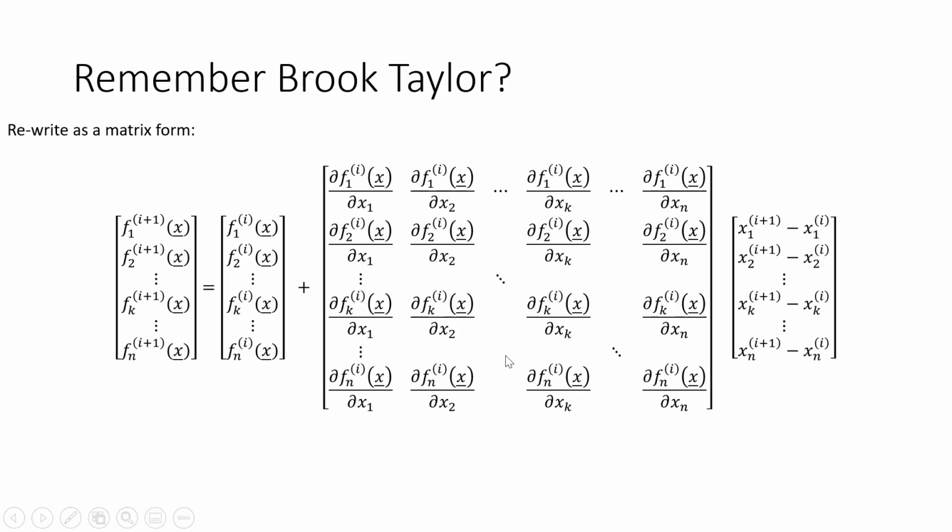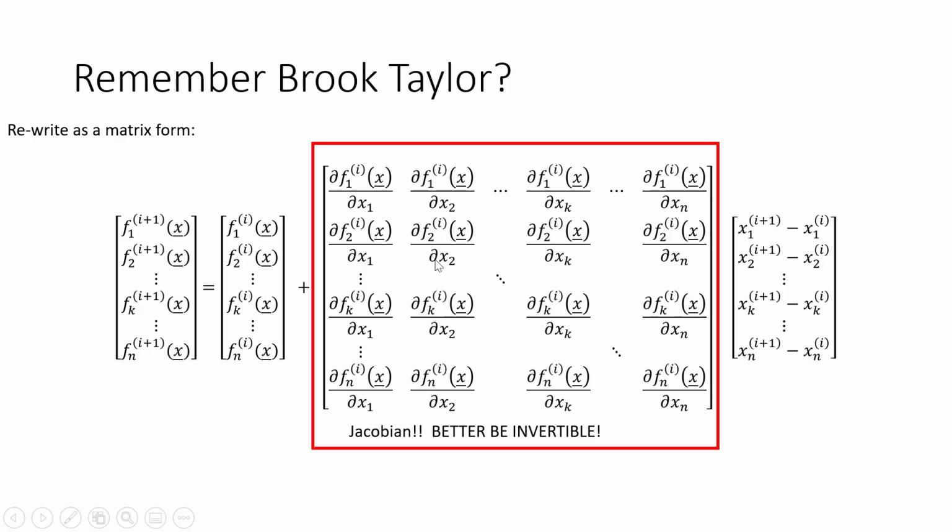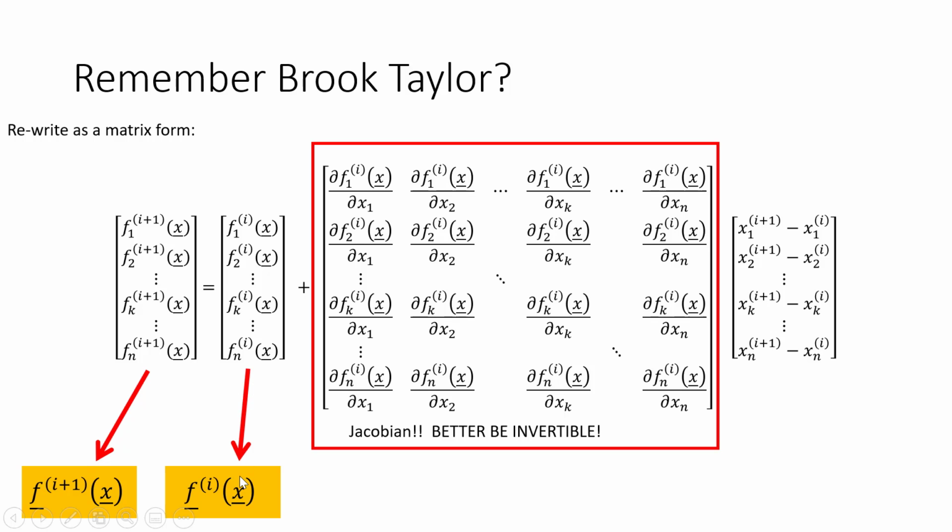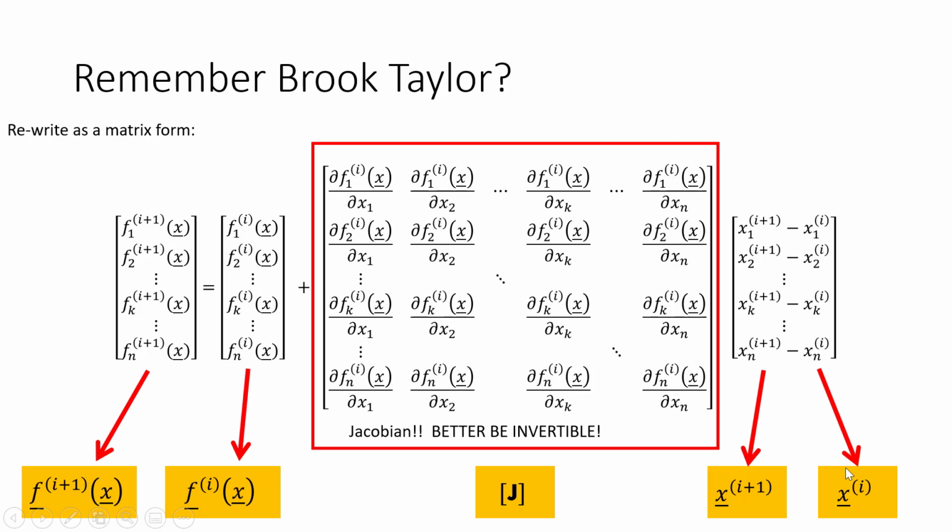Very nice. So that is your Jacobian. It's a matrix. It's going to be n rows by n columns. Very beautiful, and it better be invertible. We're going to talk about invertible Jacobians today. So this is going to be your next step. That's the function evaluated at the next iterate. That's the function evaluated at the current iterate. That's your Jacobian. And then here, this is the next iterate, i plus 1, and here is your current iterate, i.